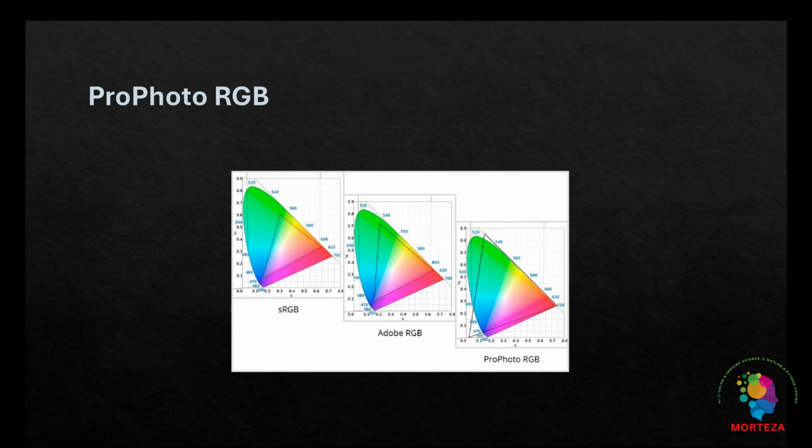ProPhoto RGB's gamut is so large that it includes non-visible colors, which can lead to issues when converting images to other formats like sRGB or printing them. Careful color management is required to avoid color banding or clipping.